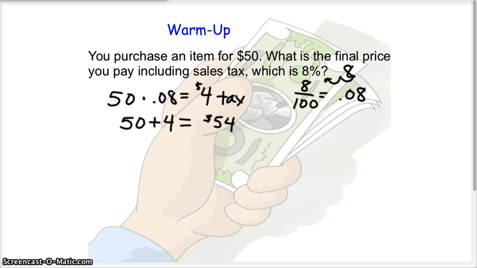We could use the exponential growth model as an easier way to find our total price. We need to think of the fact that we will pay 100% of the item plus 8% in sales tax. So 100% plus 8% means we are going to pay a total of 108% of that price. So we're going to pay 108% of $50.